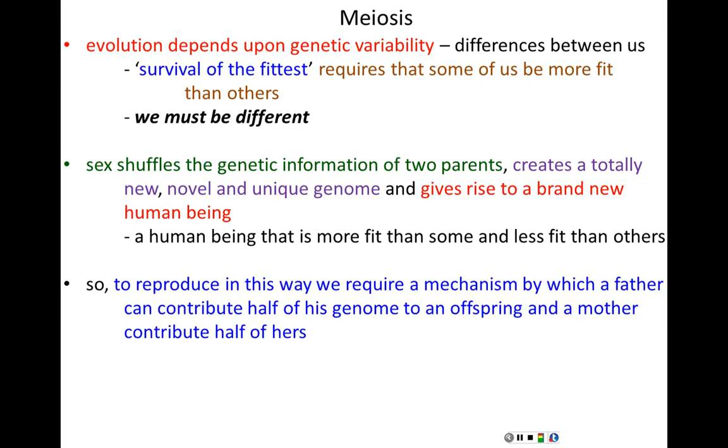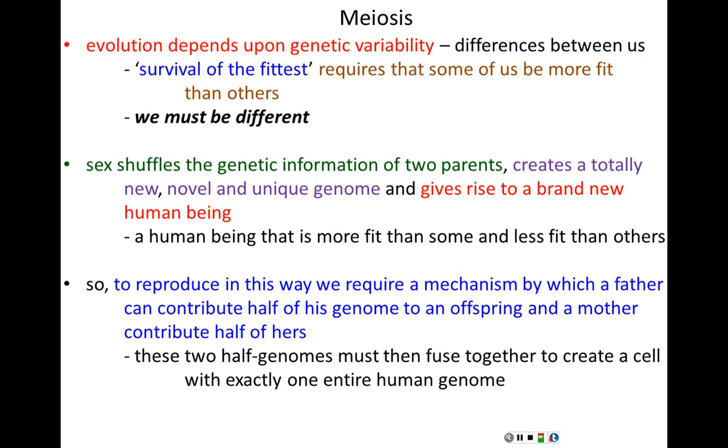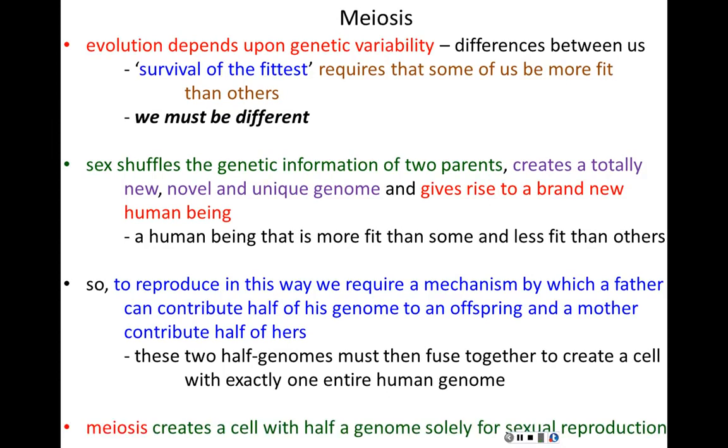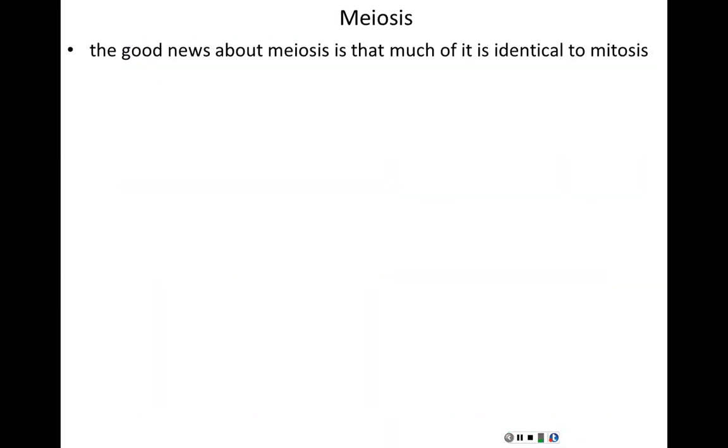So to create this variable population, to create billions of people who are all different, we require a mechanism by which a father can contribute half of his genome to an offspring, a mother can contribute half of hers, and these two half genomes come together to create a cell with exactly one entire and novel human genome. Meiosis makes that possible. Meiosis is the cellular process that creates a cell with a half genome, solely for sexual reproduction.